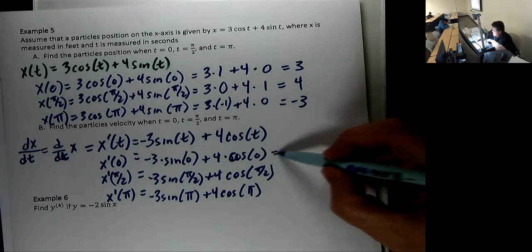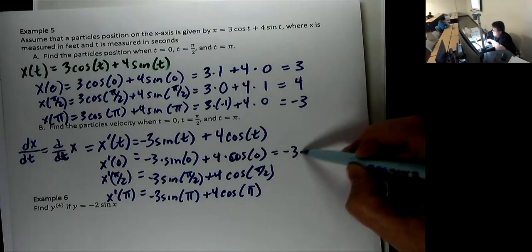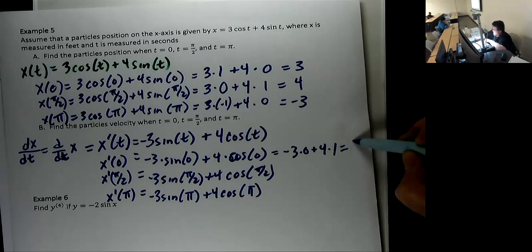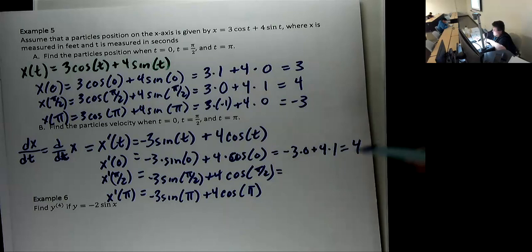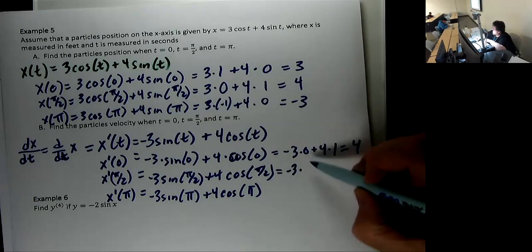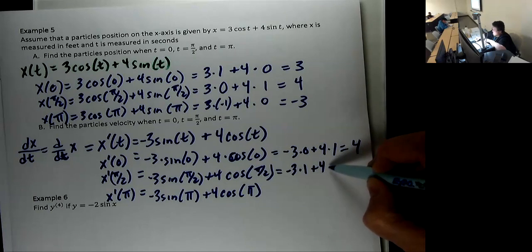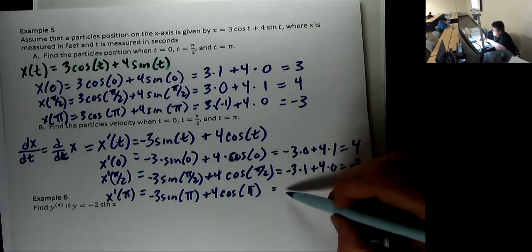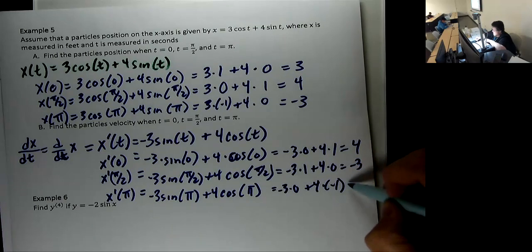So sine of 0 is 0. And cosine of 0 is 1. So we have 4 there. Negative or sine of pi over 2, 1. We just asked these, so I don't know why I'm asking again. This is -3. And we've got sine of pi was 0. And cosine of pi was -1. So we got -4.